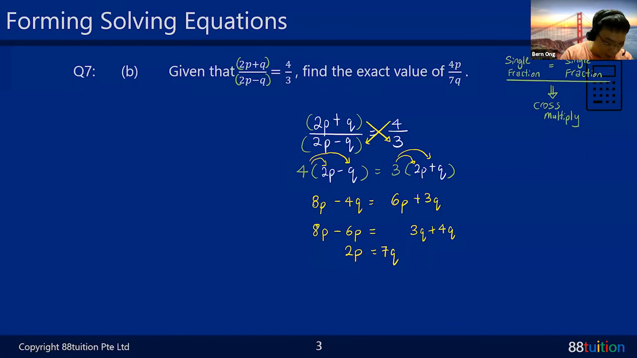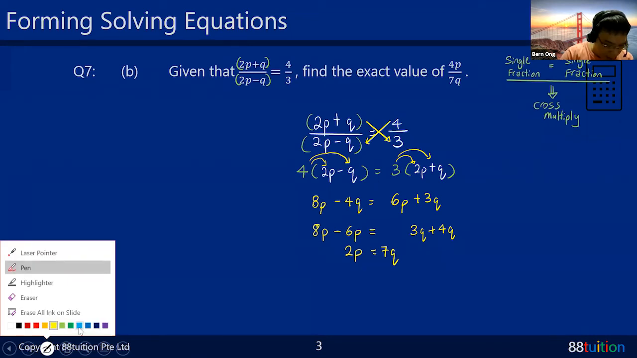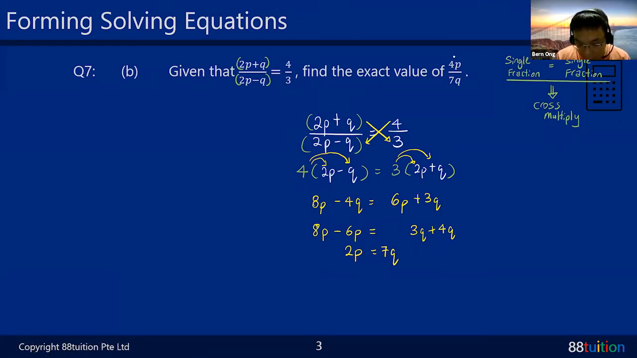Then we can look at the question. What did the question say? Question wants 4p over 7q. Okay. Just focus on the p over q. They want the p to be at the numerator and they want the q to be at the denominator. So they want this. The question wants this. All right.